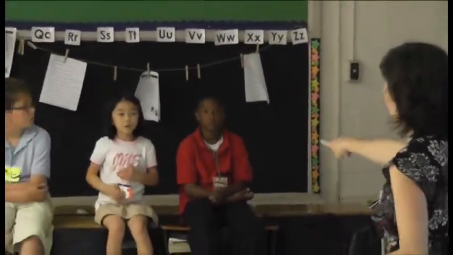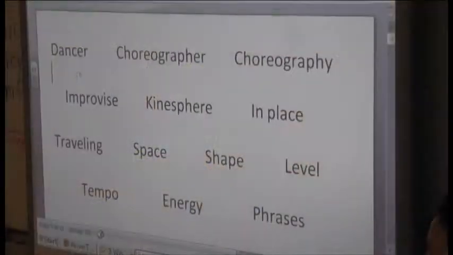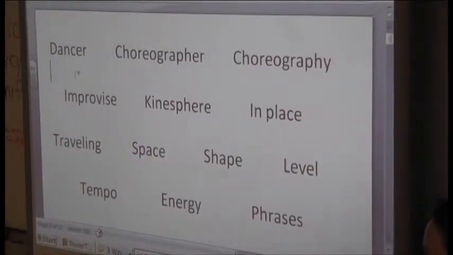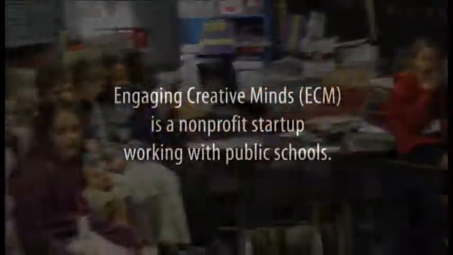What does it mean to improvise? Think. But what kind of thinking? What does it mean to improvise? Just come up with it as you go. So we're going to be doing a lot of improvisation and improvising and making things up as we do it.